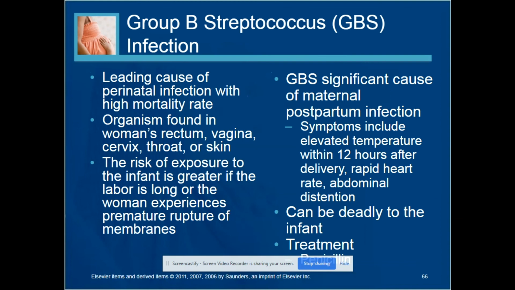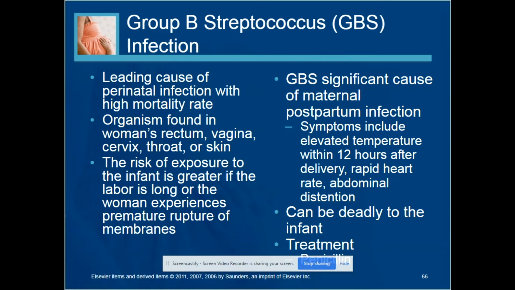Group B Streptococcus infection. It's the leading cause of perinatal infection with a very high mortality rate. It's an organism that's found in a woman's rectum, vagina, cervix, throat, or skin. The risk of exposure to the infant is greater if the labor is longer and the woman experiences premature rupture of membranes, because things are open for business longer.